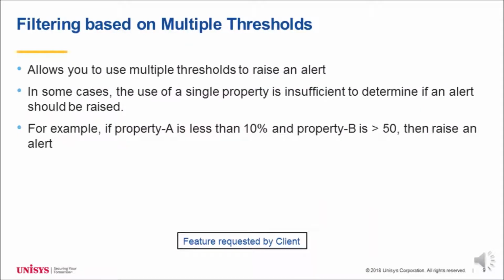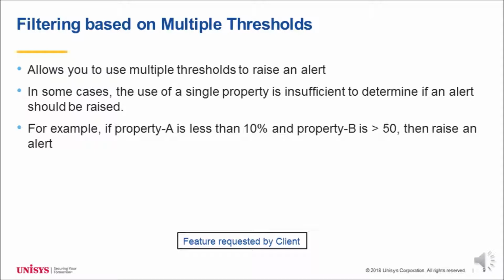Filtering based on multiple thresholds. This feature allows you to use multiple thresholds to raise an alert. With the older levels of Operations Sentinel, this is not possible unless you use AMS scripting to access the properties. In the Operations Sentinel console, you can set a threshold against a particular property for the managed object class instance. When the threshold exceeds, an alert is raised.